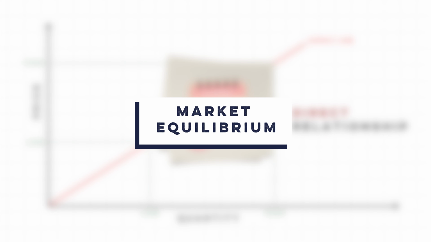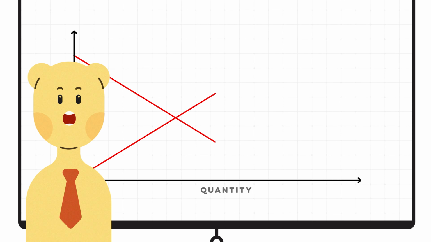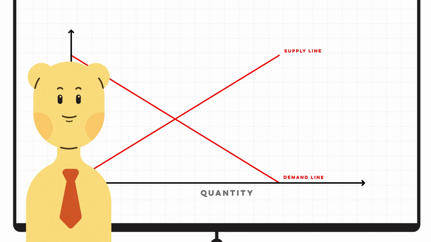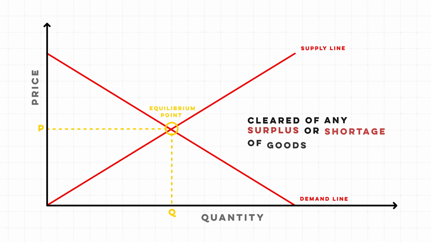Step 3 is the market equilibrium. The equilibrium point is the point where the supply and demand curves intersect, indicating the price at which the quantity supplied equals the quantity demanded. At the equilibrium price, the market is cleared of any surplus or any shortage of goods.